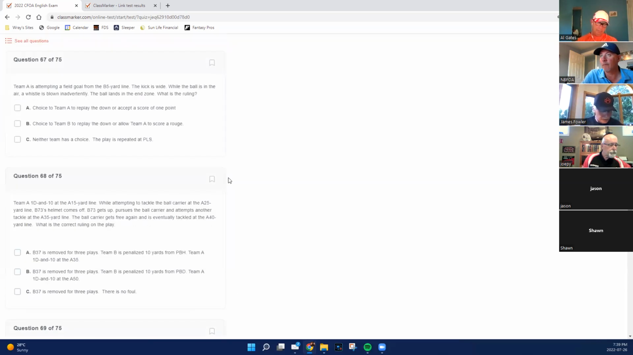Okay, 67. Team A is attempting a field goal from the B 5-yard line. Can I back up to that last question? Yes. So it seems like D and E are the two exceptions. And the thing to keep in mind is those are competitive advantage exceptions, right? Adhesive material and webbed gloves. So you do the play over, don't let the play stand, but everything else, I think you let the play stand and apply it as dead ball. Okay, sorry to interrupt. No, good point, Fowler.